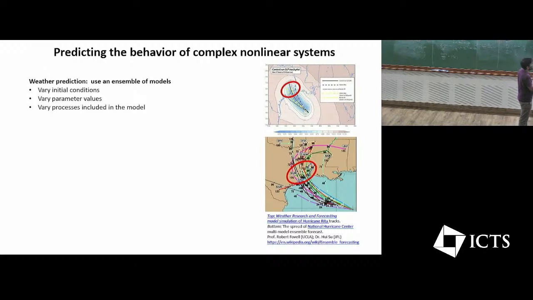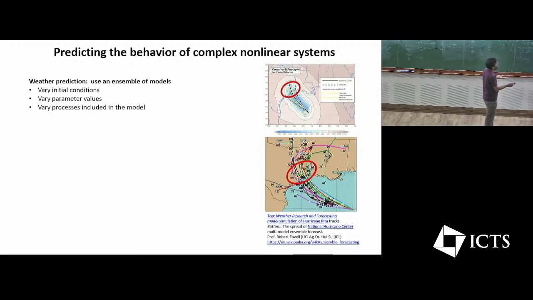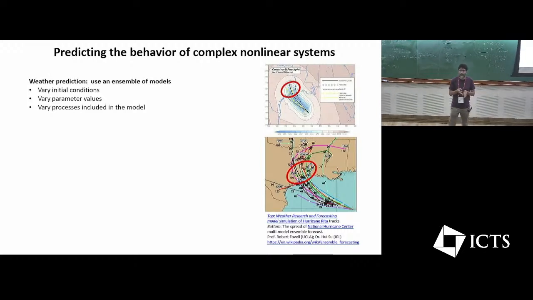So for instance, this is tracking hurricanes, and predicting where a hurricane will go. Again, a complicated nonlinear phenomenon, very, very hard to predict. But the way people try to do it as best as they can is to take many models, and in these models, vary initial conditions, vary parameter values, vary the kinds of processes that are included or not included.